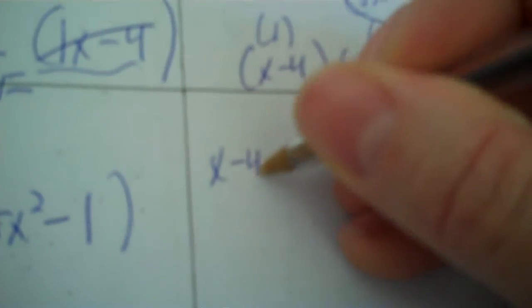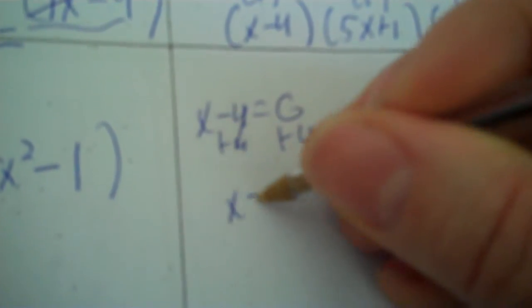Alright, so the x's to the first, that's one answer. That's going to be my 3. So there aren't any with 2. So x minus 4 equals 0. I add 4, and x equals 4.